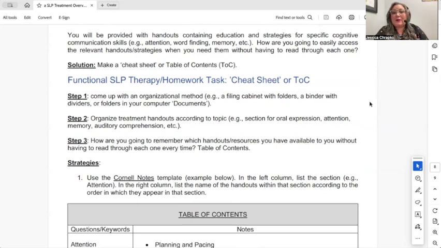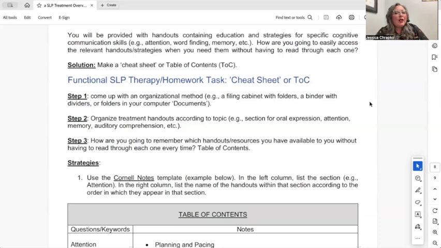Step 1, I invite them to come up with some organizational method, like a filing cabinet with folders, or a binder with dividers, or some sort of digital storage solution. I tell my clients to organize the handouts I send them according to topic. For example, most of my handouts have what section the skill is in at the very top in the title. So you'll know whether it's supposed to go in the section for oral expression, attention, memory, or auditory comprehension, etc.